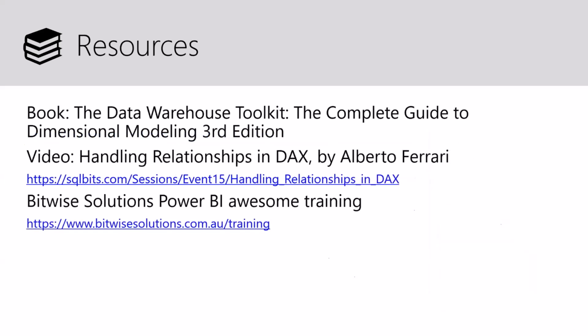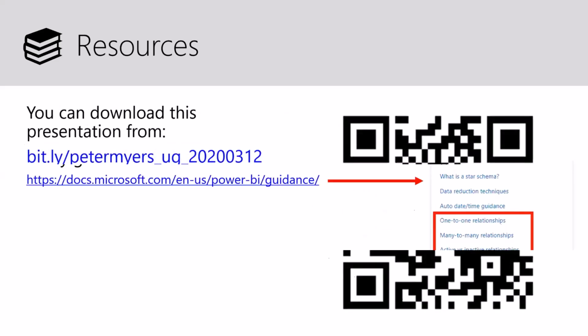Strongly recommend you check out The Data Warehouse Toolkit on dimensional modeling. If you're new to star schema, it's well worth becoming acquainted with it to produce good quality, optimal Power BI models. Alberto, who presented yesterday at your user group, has got a great video too that goes into deeper discussion on DAX and relationships. So that's well worth a watch as well. And otherwise, this is where I can wrap up by sharing with you the QR code or this URL that allows you to download the PDF of the presentation, which is a great resource in itself, talking about how to understand and optimize your model relationships.